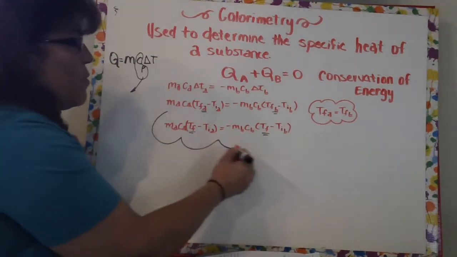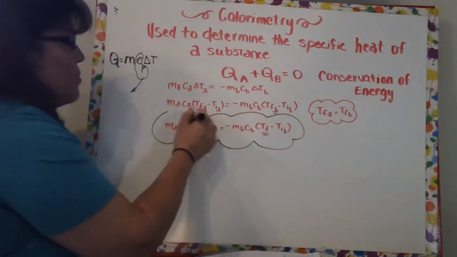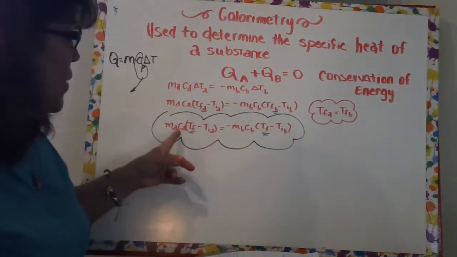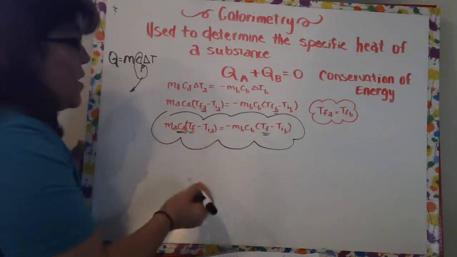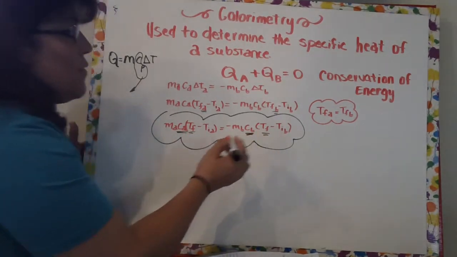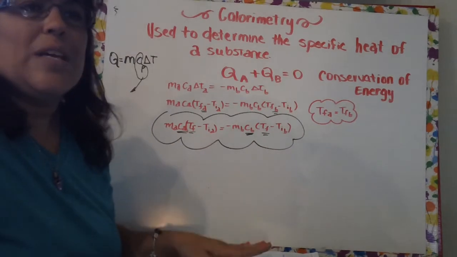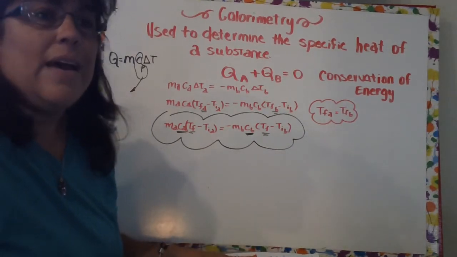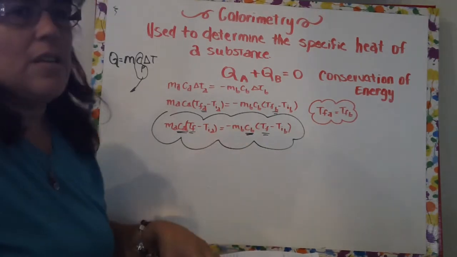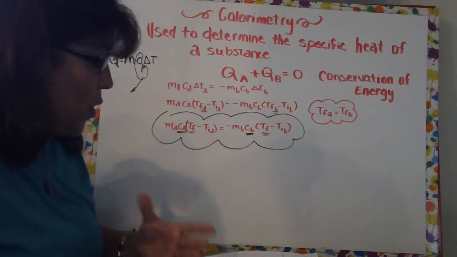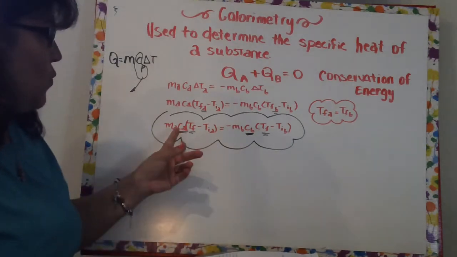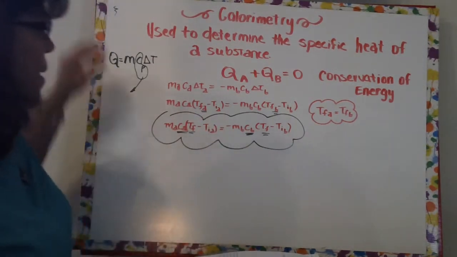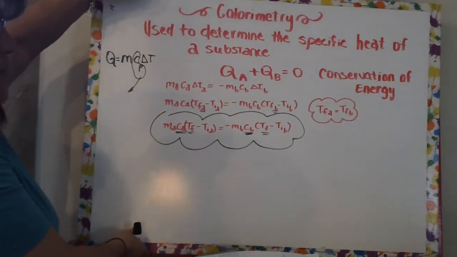This information is going to be used to find the specific heat of an unknown object. But we have two unknowns: the specific heat of object A and the specific heat of object B. If we compare it with the specific heat of something that we already know, then we can solve for the specific heat of the unknown object. Well, we know the specific heat of water. So if we compare this to water, then we can solve for our unknown. So let's try an example and you'll see what I'm talking about.